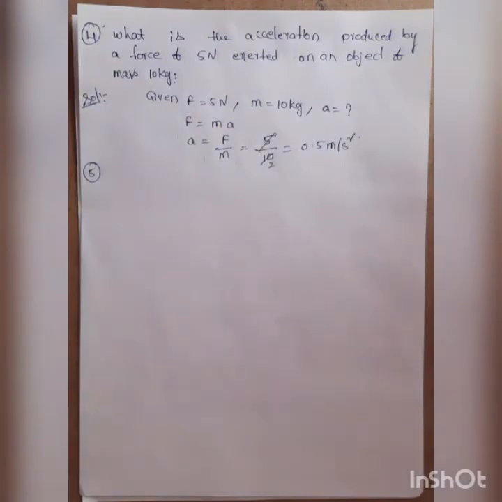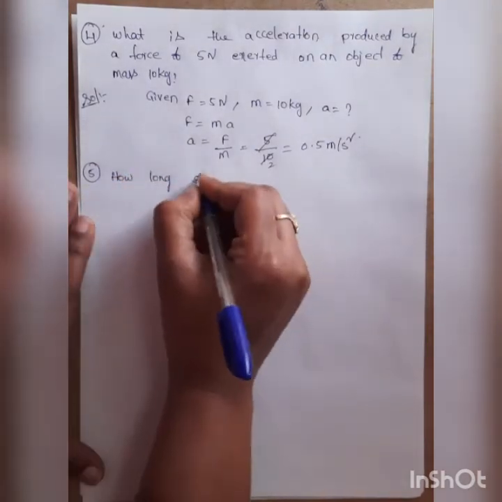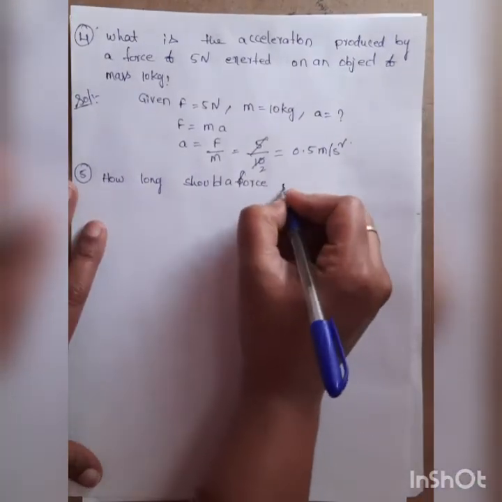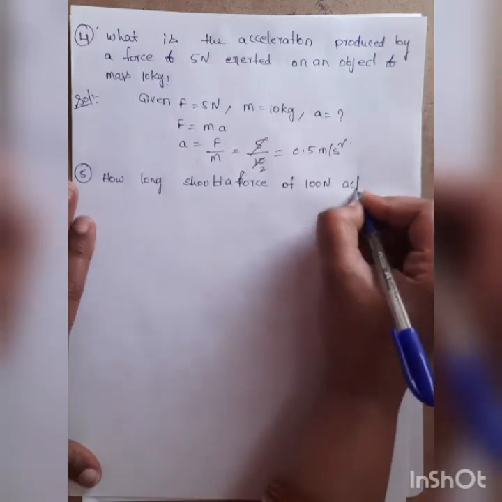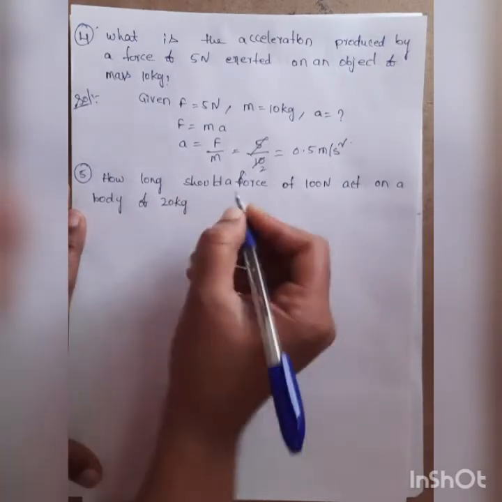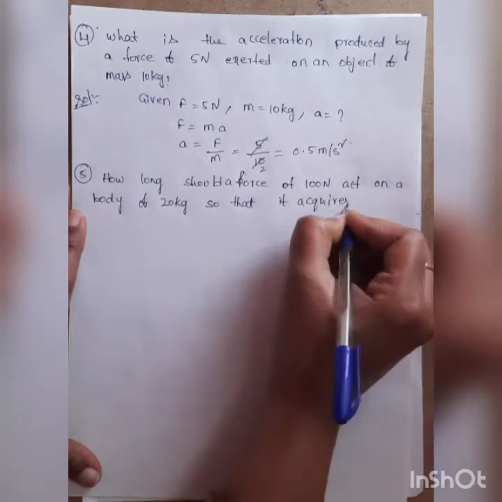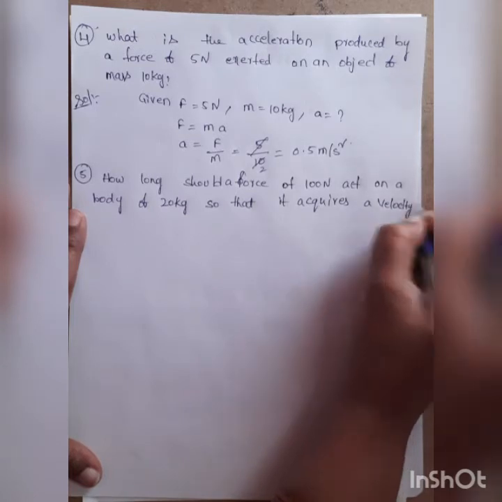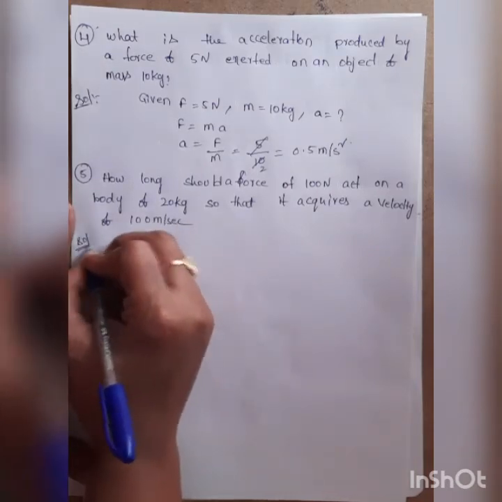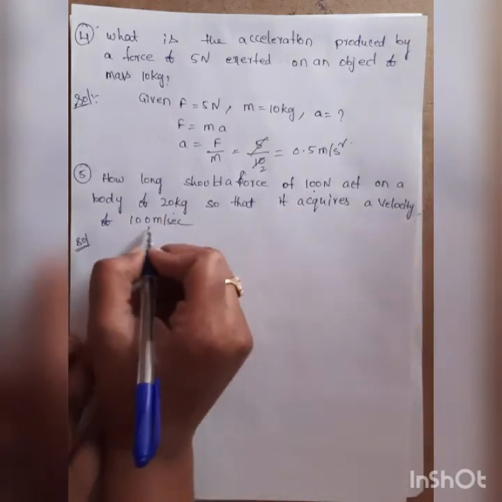And the next one, how long should a force of 100 newtons act on a body of 20 kgs so that it acquires a velocity of 100 meter per second? So how long should a force of 100 newtons act on a body of 20 kgs so that it acquires a velocity of 100 meter per second?